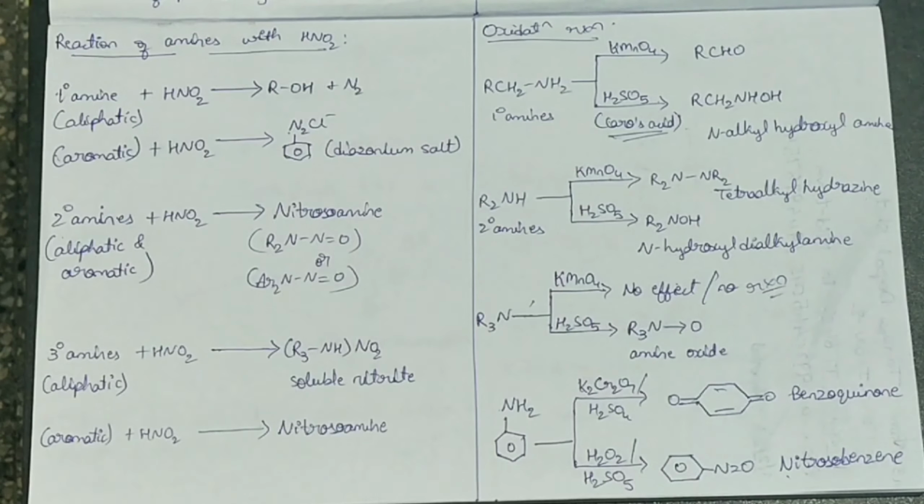Because of the absence of hydrogen. So next, tertiary amine reacting with Caro's acid gives an amine oxide, whereas aromatic amines like aniline on oxidation give benzoquinone, and when primary aromatic amine reacts with hydrogen peroxide along with Caro's acid, it gives nitrosobenzene.